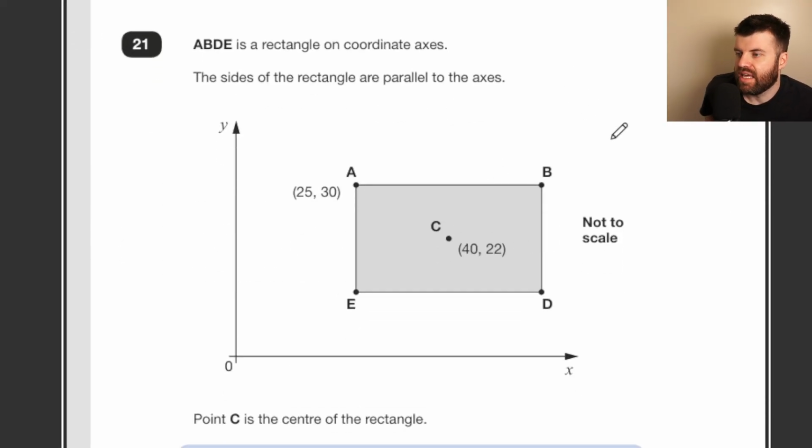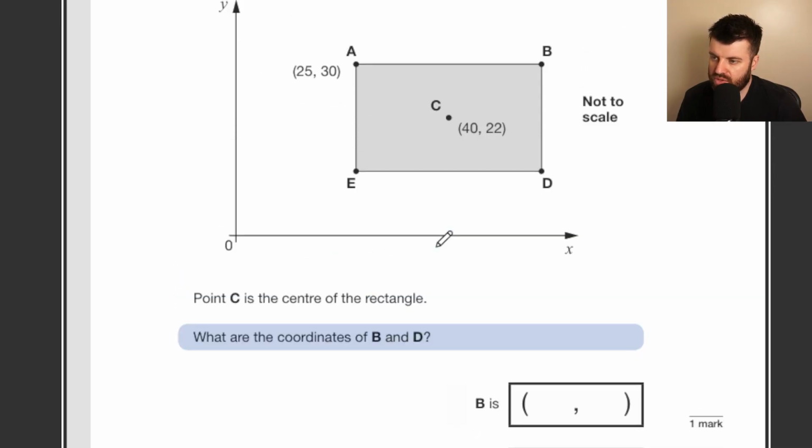A, B, C, D, E is a rectangle on coordinate axes. I've covered this before. I've done lots of tricky questions. Let's see what we can do. The sides of the rectangle are parallel to the axes. Point C is the center of the rectangle. What are the coordinates of B and D?